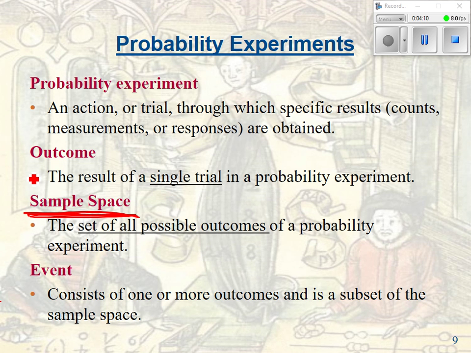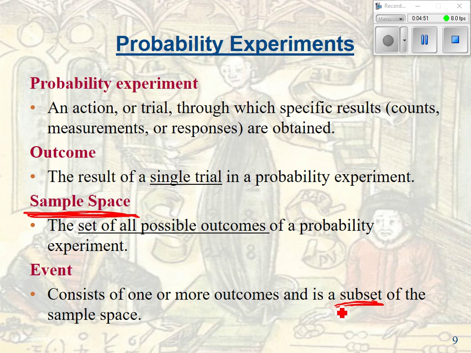An event consists of one or more outcomes and is a subset of the sample space. Subset, key thing there. So if we're rolling a die, maybe our event is to get a number lower than 4. Well, then it could be a 3, a 2, or a 1. So there's more than one possible outcome, but it doesn't have to be more than one. It could just be we want to get exactly a 4. So event and outcome are two different things.